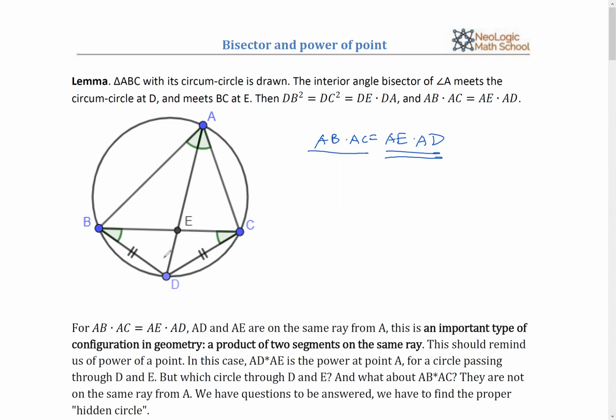This is something looking similar to a power of a point. Imagine if there is a circle passing through E and D, okay? So let's just say there's a circle like this. Then AE times AD is the power at point A, right? The power at point A with respect to this circle.